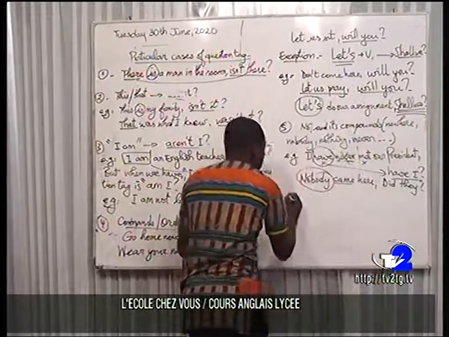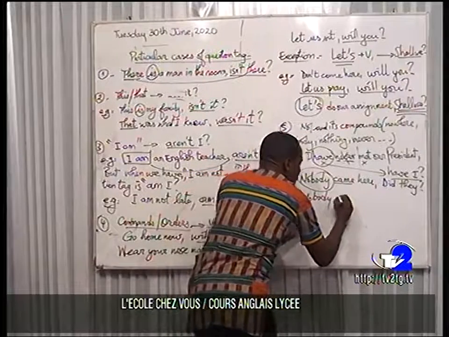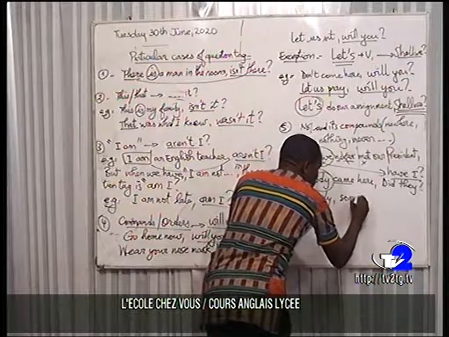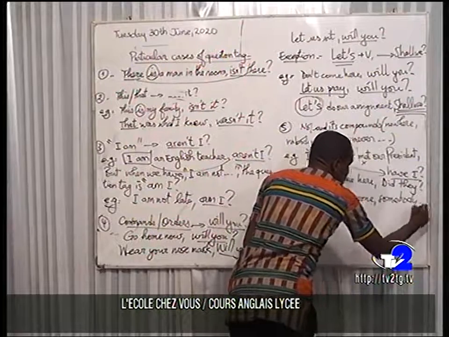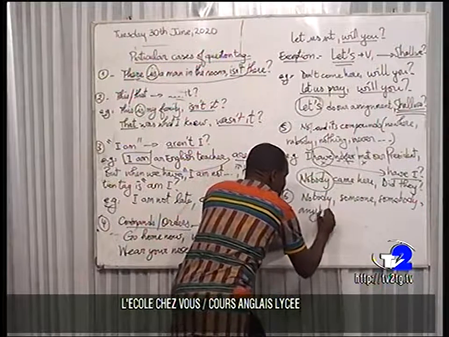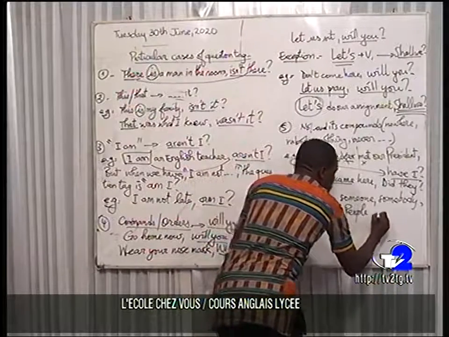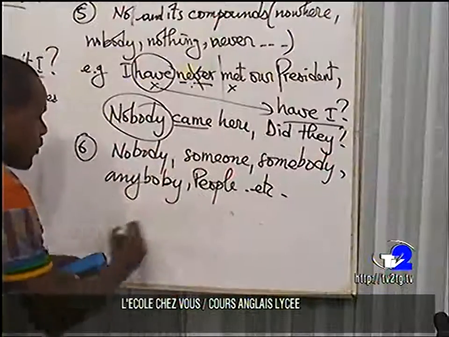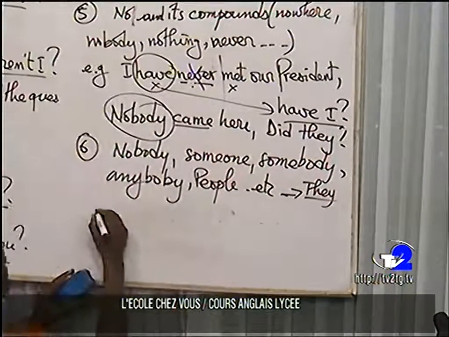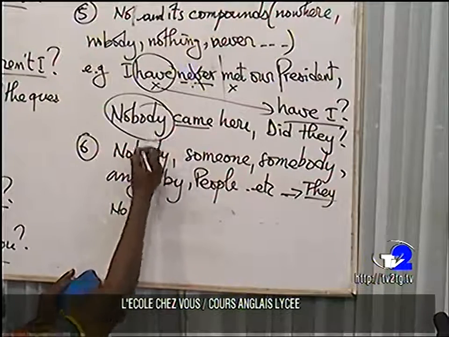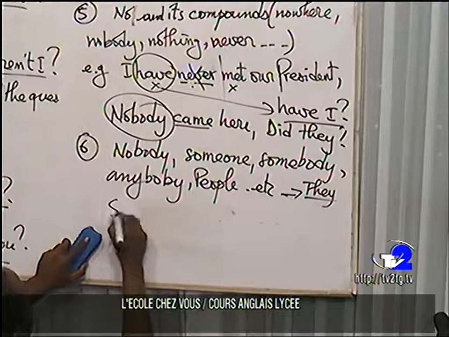When you have nobody, what else? Someone, somebody, anybody, people, and so on. When we have it in the sentence, we replace it by they in the question tag. For instance, we didn't say "did nobody know", we say "did they". Let me give you another one.